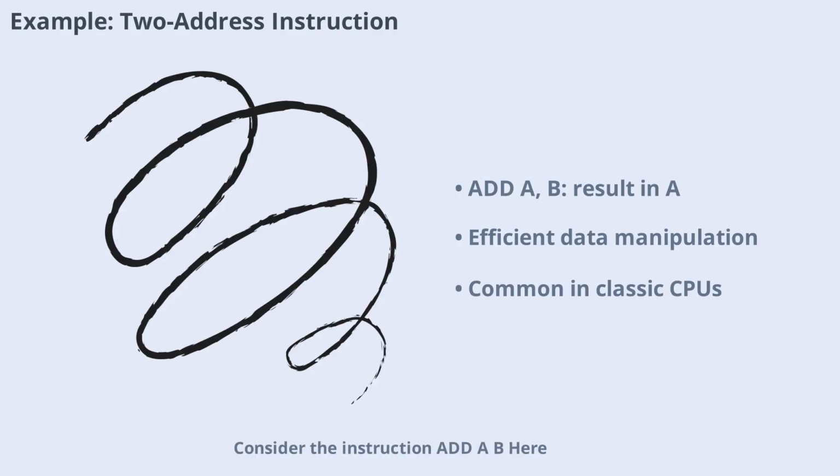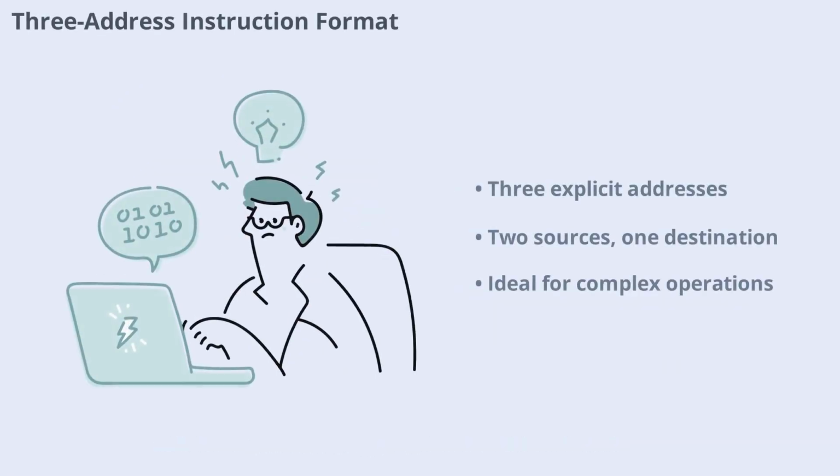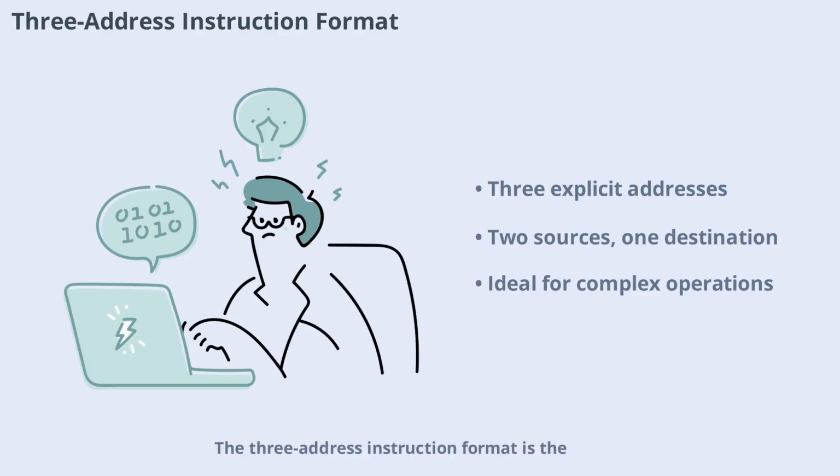Consider the instruction ADD A, B. Here, the CPU fetches the value at address B, adds it to the value at address A, and stores the result back in A. This format is common in many traditional computer architectures, as it allows for efficient data manipulation with fewer instructions compared to one-address formats. The three-address instruction format is the most flexible of the common types.